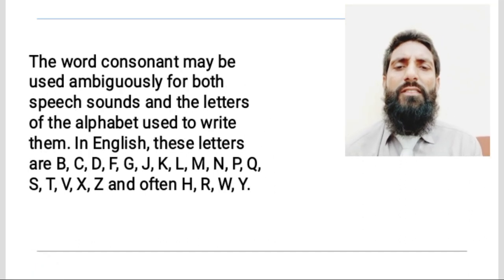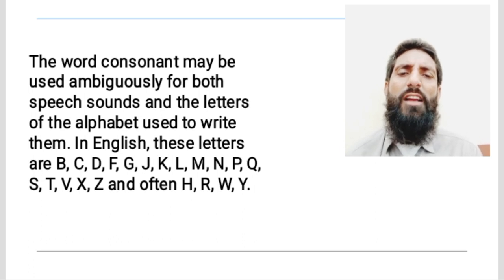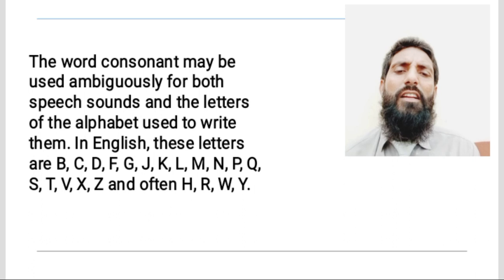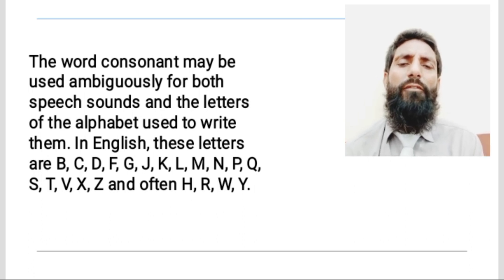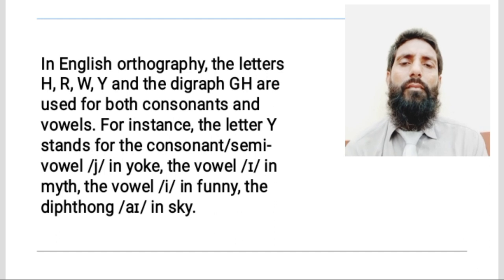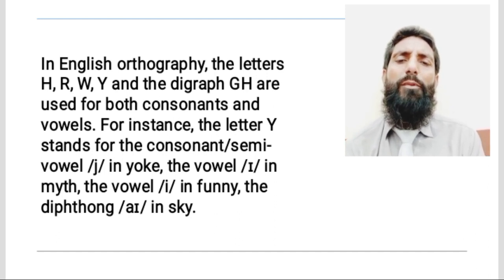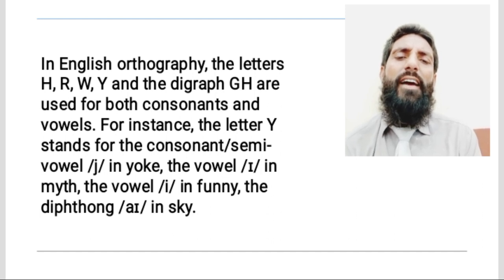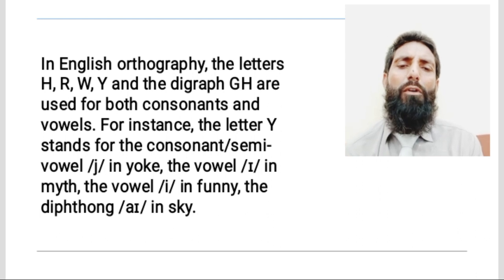Next, the word consonant may be used ambiguously for both speech sounds and the letters of the alphabet used to write them. In English, the vowel letters are A, E, I, O, U. Excluding these letters, the rest of the letters of the alphabet are called consonants. In English orthography, the letters H, R, W, Y and the digraph G, R are used for both consonants and vowels. For instance, the letter Y stands for the consonant semi-vowel, like in yoke. In sky, gym, fly and myth, Y functions as a vowel sound.